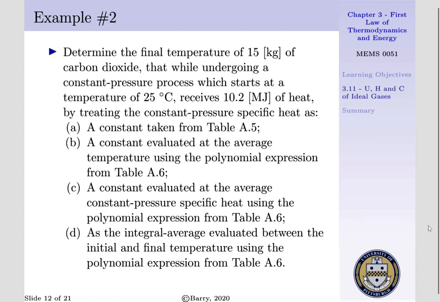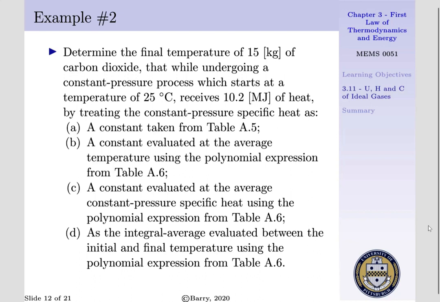Moving on to example 2, we are going to learn about iterative techniques. And we are going to have to use an iterative technique because in this problem, we are interested in determining the final temperature of 15 kilograms of carbon dioxide that undergoes a constant pressure heating process from an initial temperature of 25 degrees centigrade to an unknown temperature. All we know is we receive 10.2 megajoules of heat during this process.